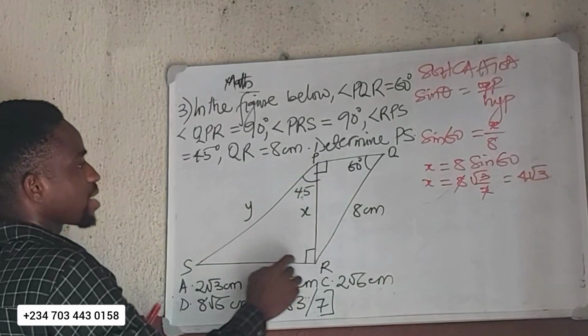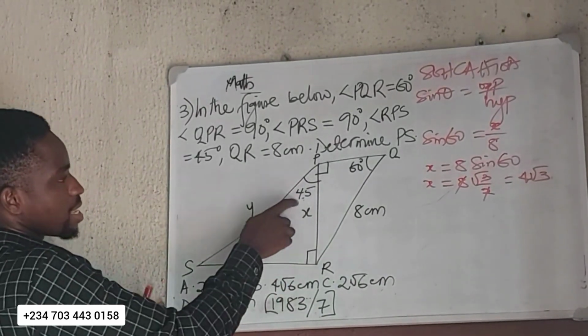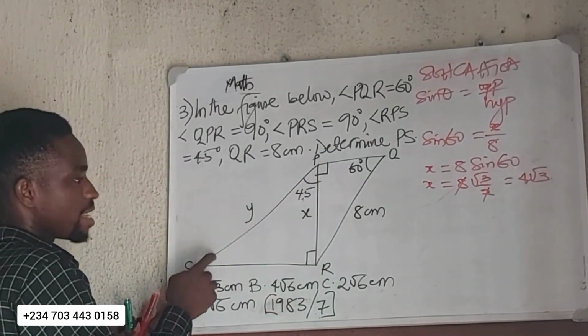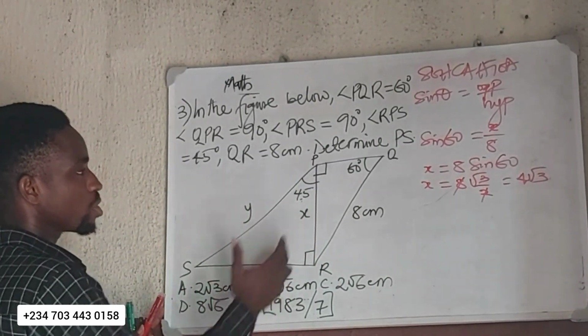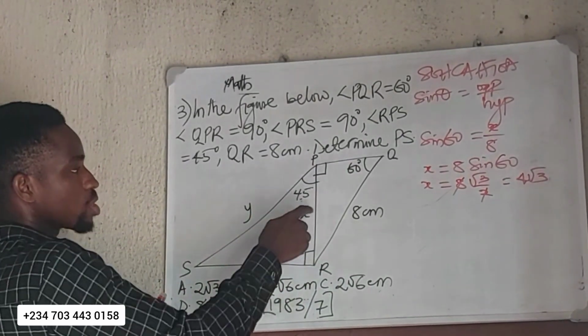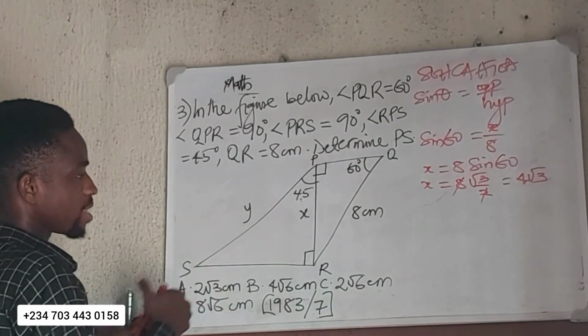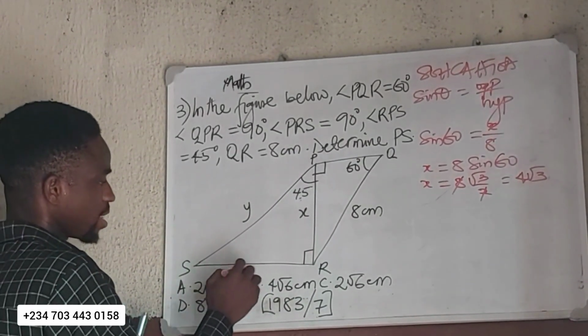And looking at this triangle, here is 45, here is 90, so it means that here is 45, which means that this triangle is a right angle isosceles triangle. So these two sides will be equal. So this x is the same as here, so here will equally be x.